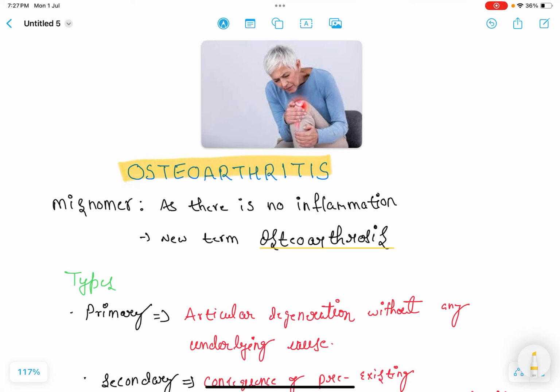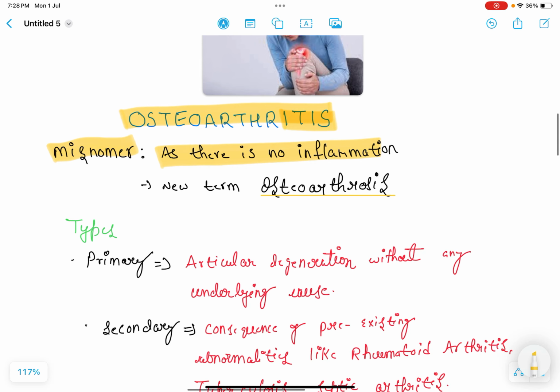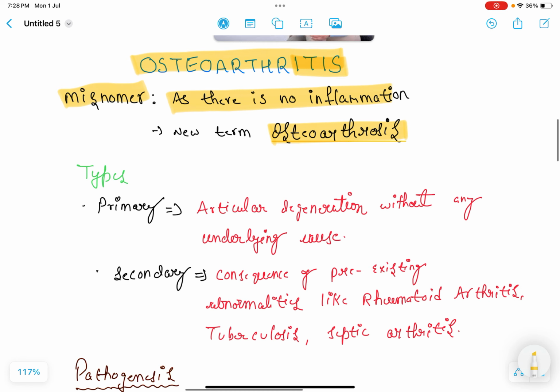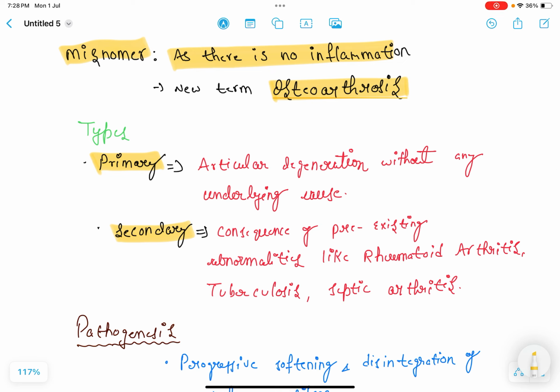Osteoarthritis. The word osteoarthritis is a misnomer because we know that arthritis means inflammation, but in this condition there is no inflammation. So we use a new term called osteoarthrosis. It has two types, the primary and secondary. In the primary, the articular degeneration is without any underlying cause. It may be due to age or stress.